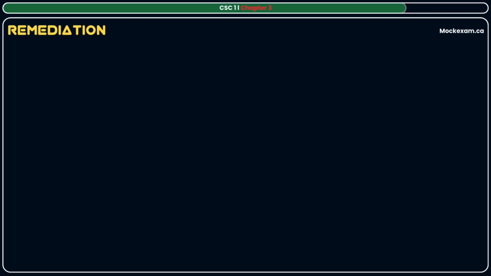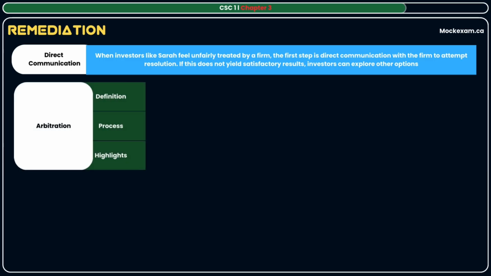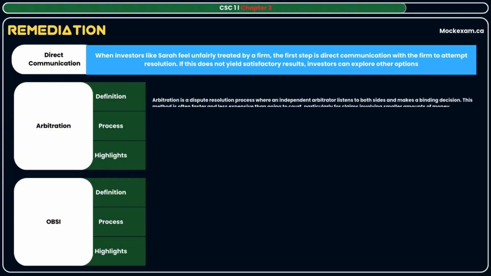Let's learn remediation options in this lecture. All right. When investors like Sarah feel unfairly treated by a firm, the first step is direct communication with the firm to attempt resolution. If this does not yield satisfactory results, investors can explore other options like arbitration or seeking help from the OBSI. Let's break these options down, starting with arbitration.